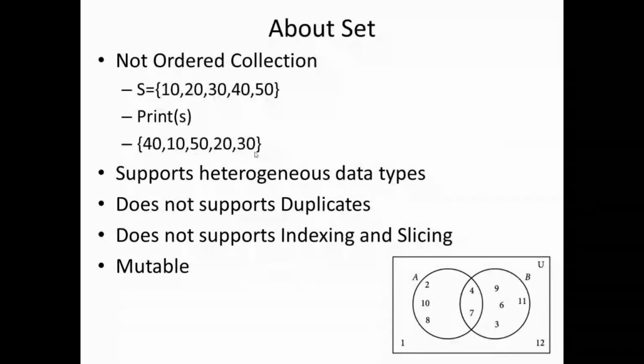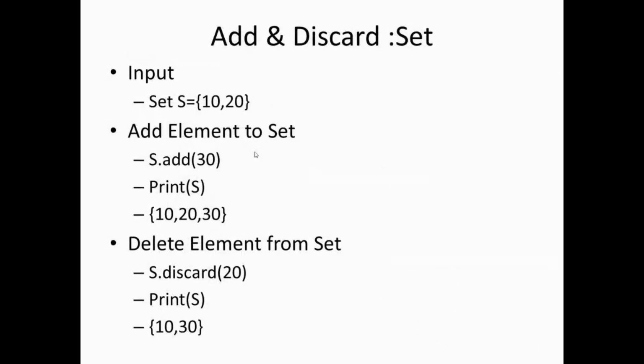If it is mutable, then there definitely exist functions so that people can make modifications to the set elements. For example, if you consider a set S with two elements 10 and 20, we can do the modification of add 30. That means S.add(30). The element 30 will be added to the existing set. So the result is 10, 20, and 30.